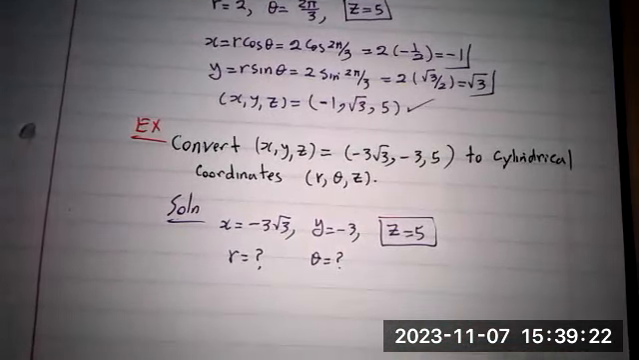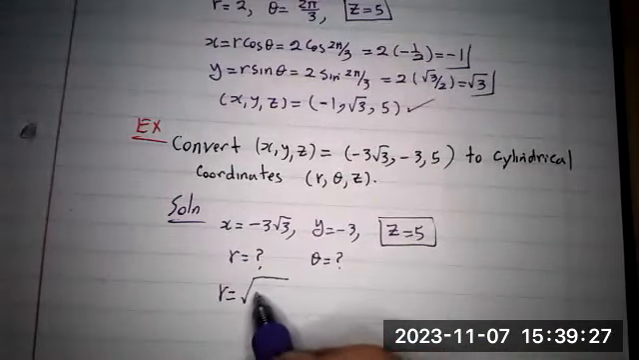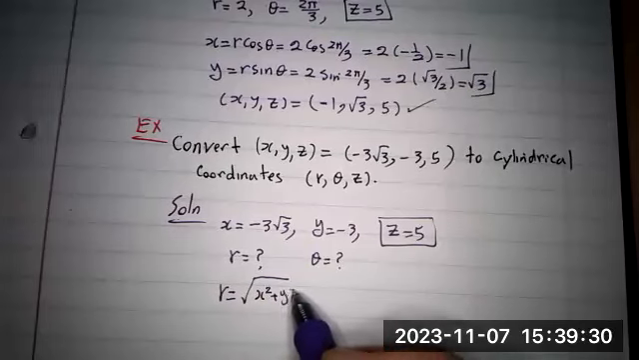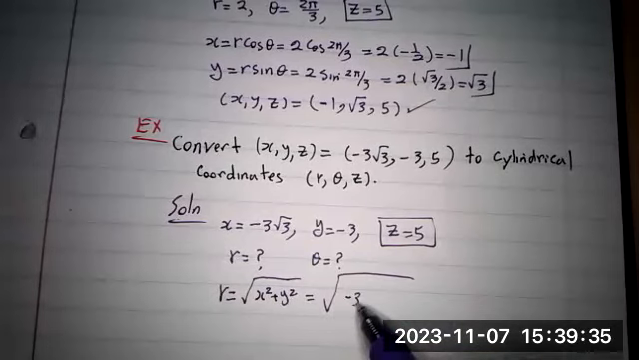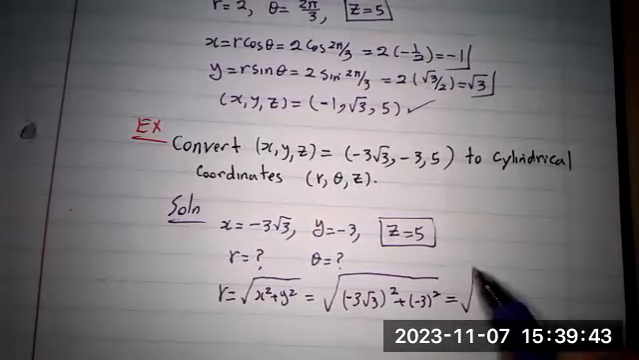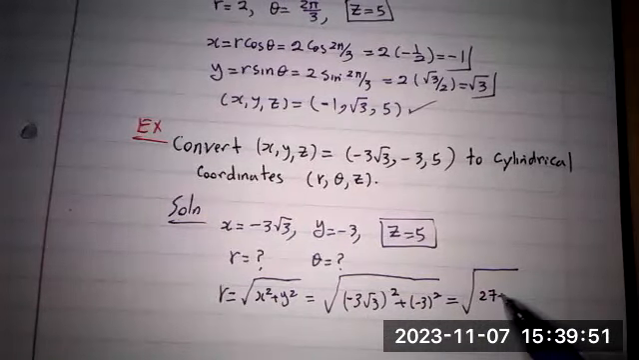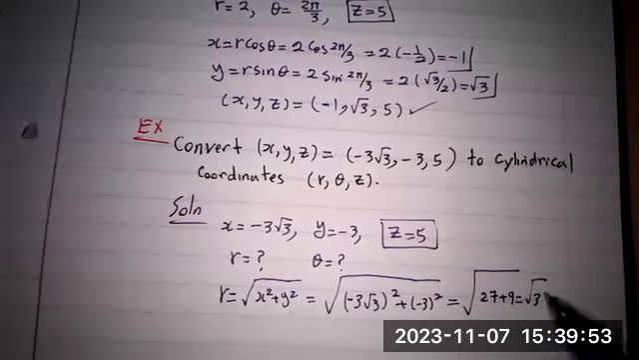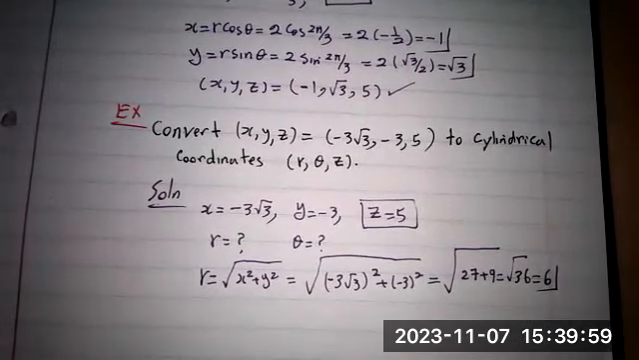Again, it's a polar coordinate. So you know that for the r, you go with the formula, which is the square root of x squared plus y squared. Then you substitute. So that gives you (-3√3) squared plus (-3) squared. That would be 9 times 3, which is 27. You get 27 plus 9, which is radical 36, which is equal to 6. So this is your r. R is a radius, so it's going to be a positive number.